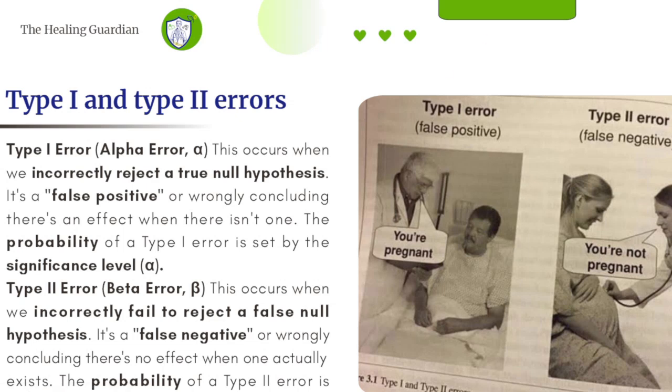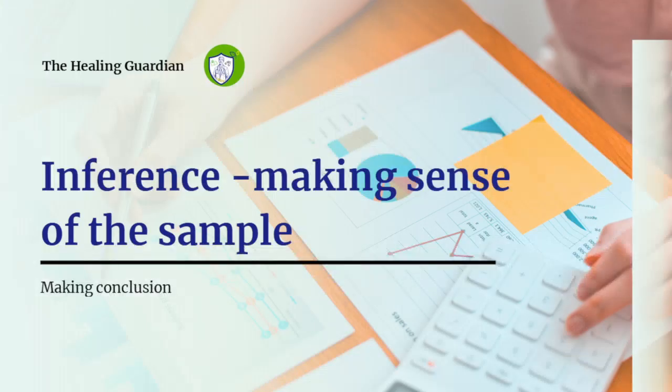An illustration is what we have used here. A type 1 error is like telling a man that he is pregnant. First of all, he's a man, meaning a man cannot get pregnant, and you tell him that he is pregnant. That is a false positive. A type 2 error is telling a pregnant woman that she is not pregnant. That is a false negative. So those are the two errors we can make in hypothesis testing.